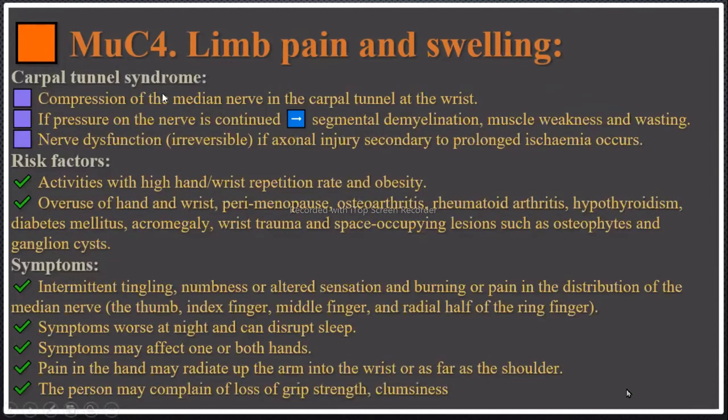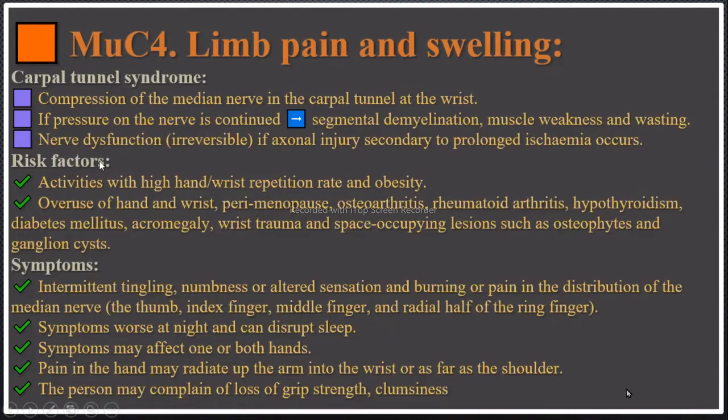Carpal tunnel syndrome, this one non-traumatic. So compression of the median nerve in the carpal tunnel at the wrist. If pressure on the nerve is continued, so you will get segmental demyelination, muscle weakness and wasting. So here you have to do surgery. Why? Because pressure on the nerve can cause segmental demyelination, muscle weakness, and wasting. This is a complication of carpal tunnel syndrome. Nerve dysfunction is irreversible, so you have to do surgery as soon as possible.